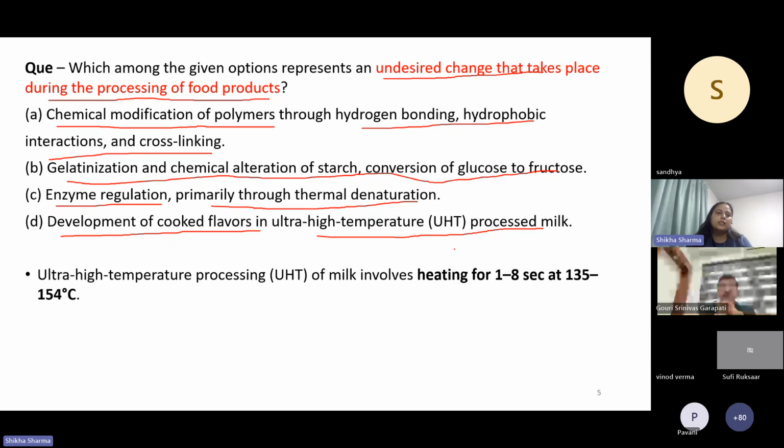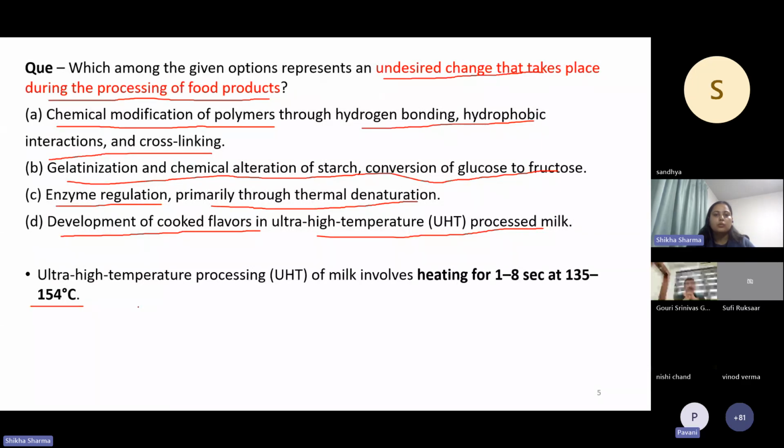So, first let's understand what is ultra high temperature. Mostly, like in the milk, we process it to increase the shelf life using ultra high temperature processing, which involves heating for around 1 to 8 seconds at 135 to 154 degrees Celsius. So, for a very high temperature and for a very short time, we do ultra high temperature processing.